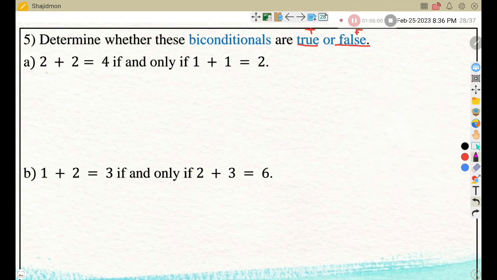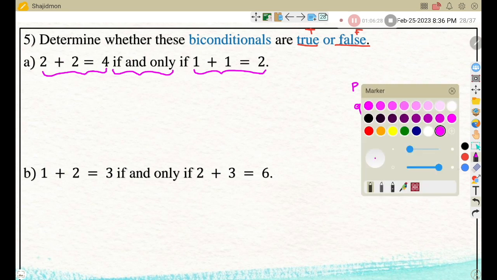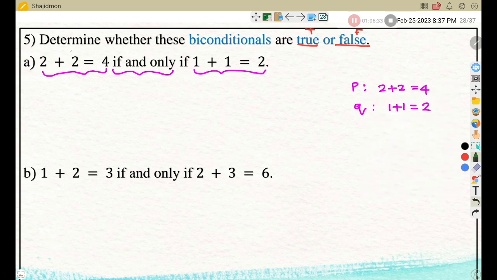Okay. So 2 plus 2 equal to 4 if and only if 1 plus 1 equal to 2. This is the question. See here, P means 2 plus 2 equal to 4. The first statement. Q means 1 plus 1 equal to 2. Correct? Just for your understanding I am telling P and Q. This is P. This is Q.